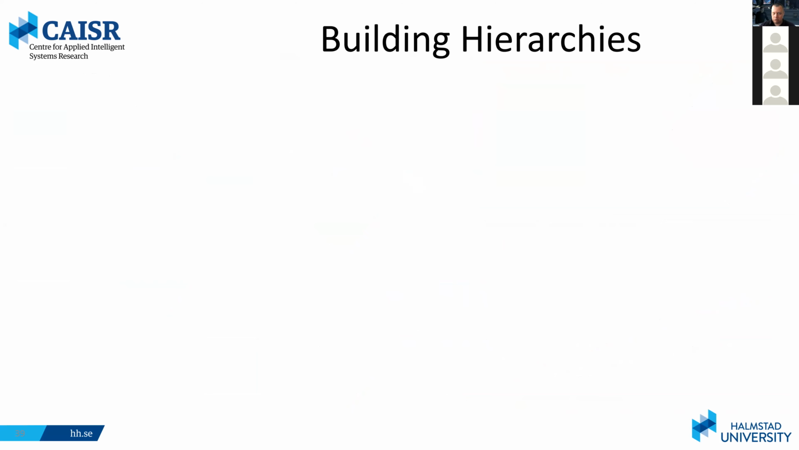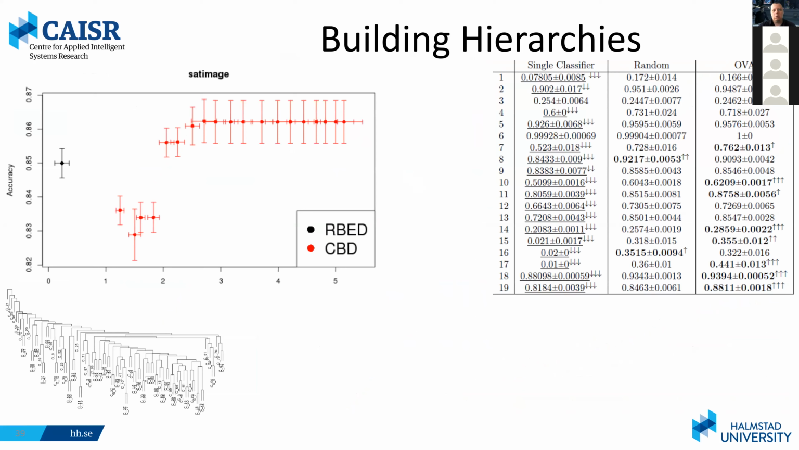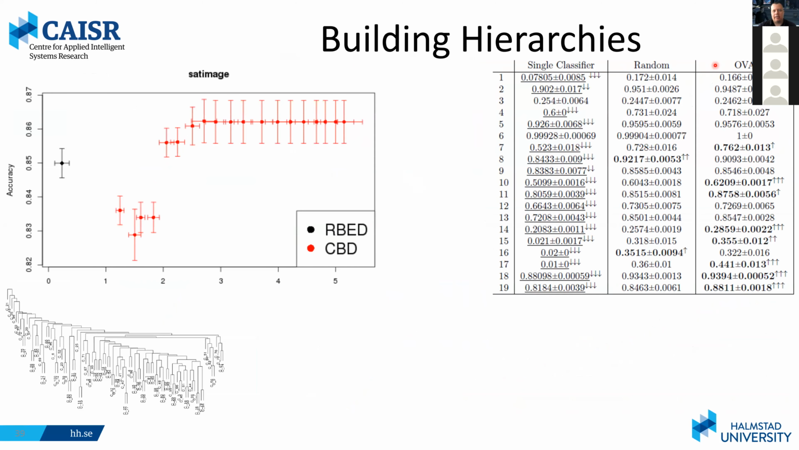So if you split your multi-class problem randomly into subproblems, you will often already outperform a single classifier. But of course, if you build this hierarchy in a good way, by correctly measuring the similarity between classes, finding the most similar classes and building the hierarchy based on this similarity, you will end up with even better results.